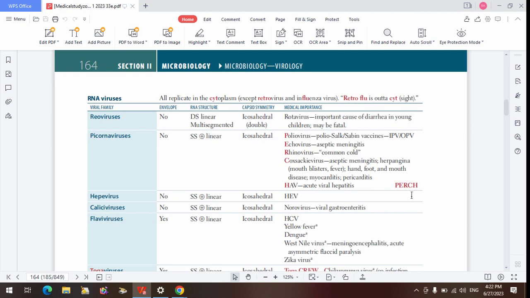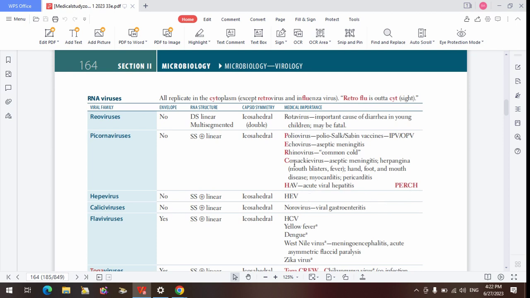Picornavirus is the family that contains the polio virus. So polio, please. Don't say Picornavirus, there's no virus that we call Picornavirus; it's just a family name. But we have some viruses under that family. So what are they? Polio is number one, Echo is number two, Rhino is three, Coxsackie is four, Hom, I said Hom, and hepatitis A virus is the fifth one.